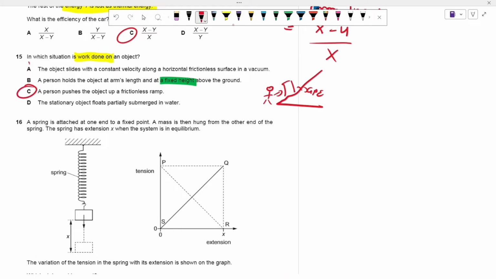Stationary object partially floating, partially submerged in water. No work is being done, right? Because you always have to ask yourself, is there any force being exerted? Is there a specific distance being moved? Only then will work be done.